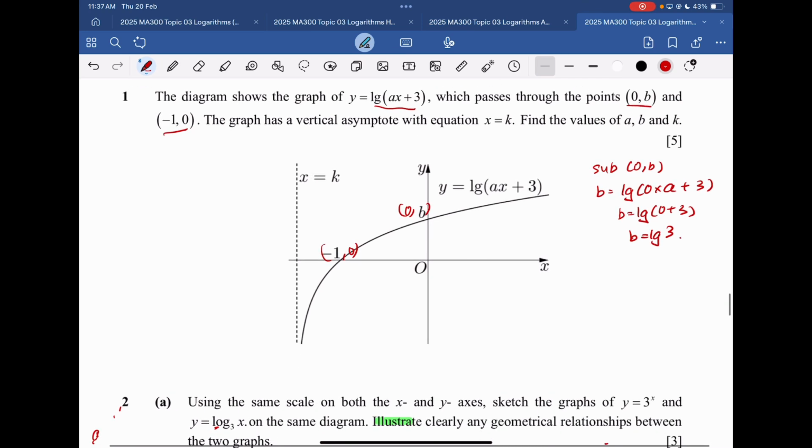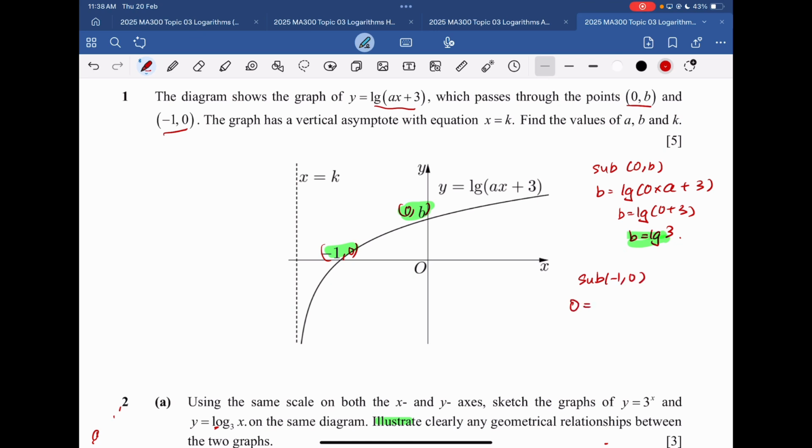Okay. So I found b. Next, maybe I can find a. I made use of this point, right? What can I do now? I made use of the first point, so I can also substitute (-1, 0).